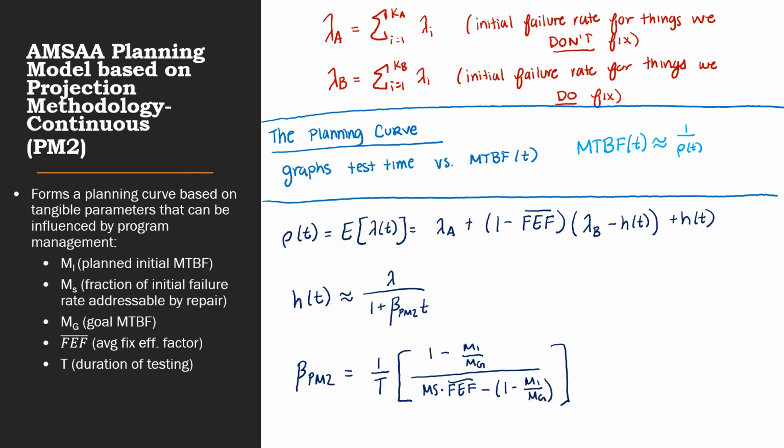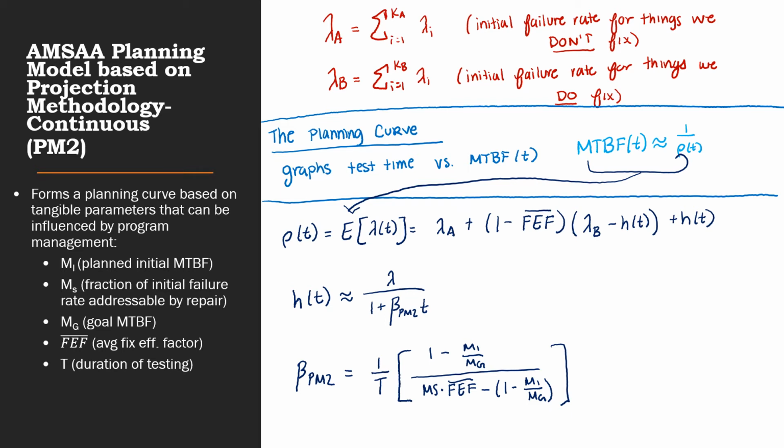Now this rho of T in this approximated MTBF scenario is equal to this expression here, where we have our lambda sub A, our lambda sub B, FEF bar, and this new thing, H of T. Now, H of T is approximated to be lambda over 1 plus beta sub PM2 times T, or time. H of T is the expected rate of occurrence of new failure modes at time T. These are repairable failure modes at time T.